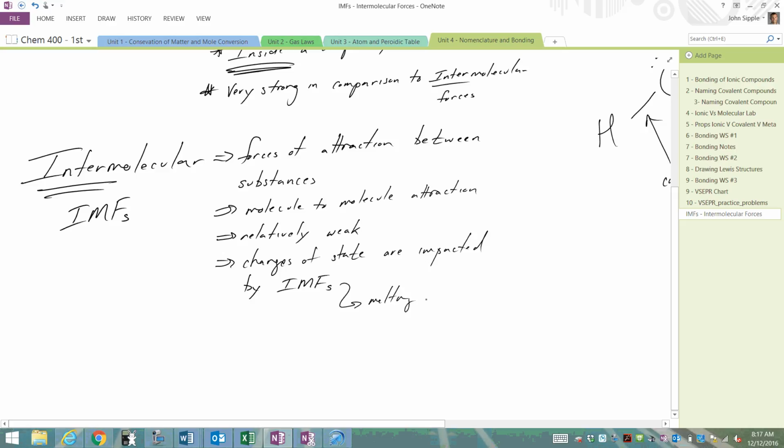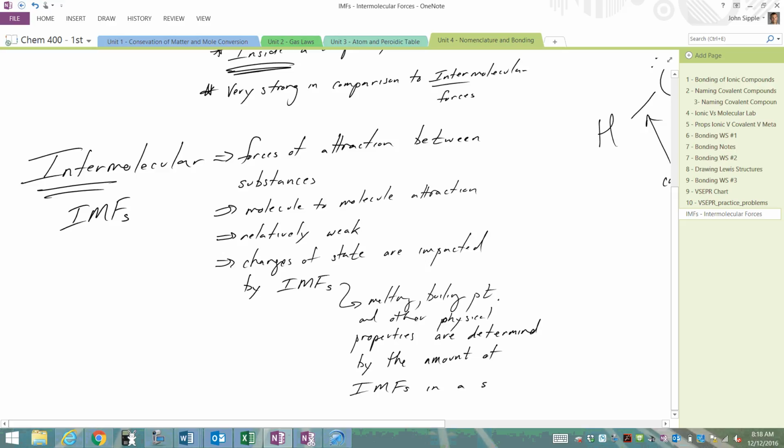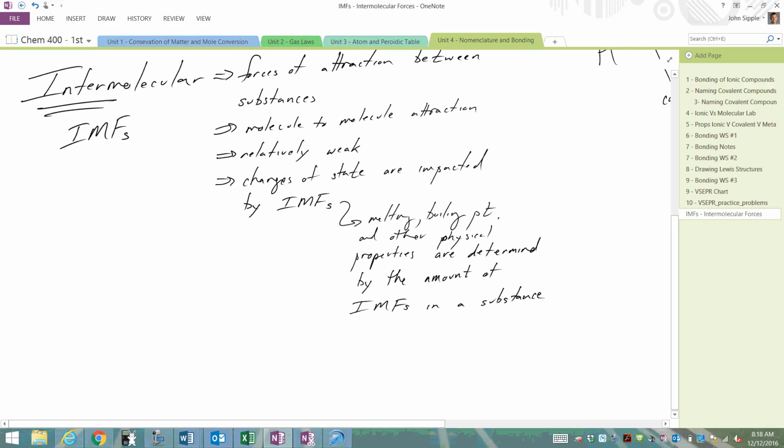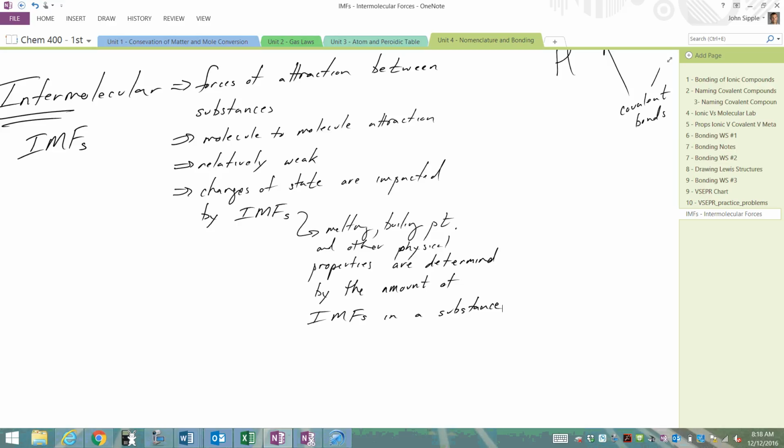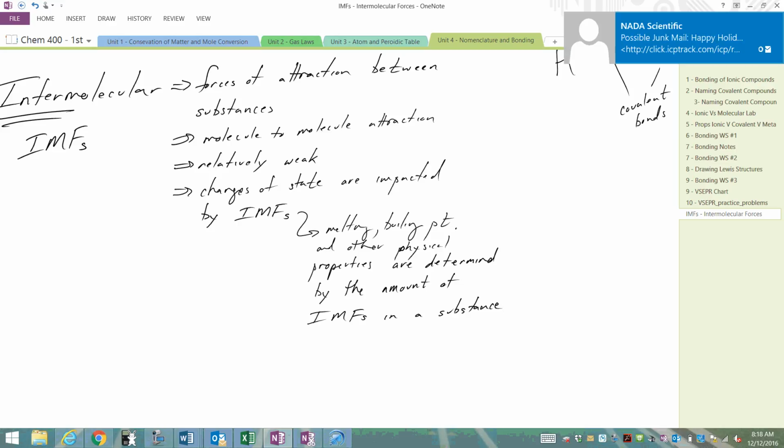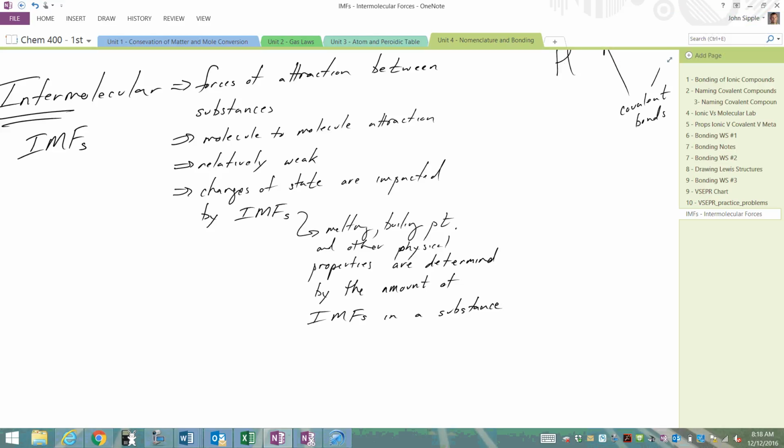So melting point, boiling point, and other physical properties. Okay, so changes of state are impacted by IMFs, okay? So things like melting point, boiling point, and other physical properties are determined by the amount of IMFs in the substance. Okay? So the more intermolecular forces, the more attraction that the molecules have to each other, okay?